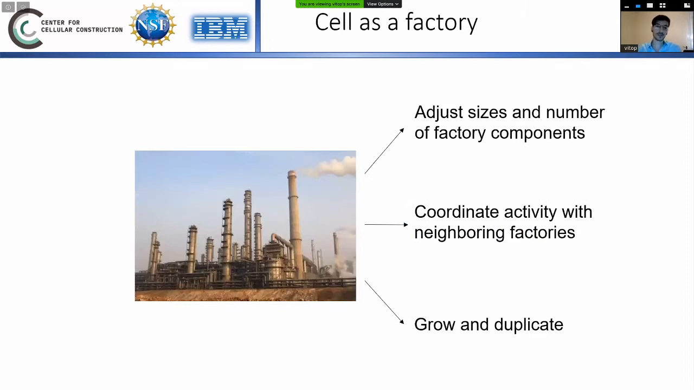So let me start with this. Let us consider a factory, a chemical engineering factory. We know this is basically a structure of production that takes some inputs and produces some useful outputs. Now, there are three properties which are very important for a factory: it can adjust size and the number of components. Of course, it will coordinate and collaborate with neighboring factories. And if more product is needed, it can grow and duplicate.